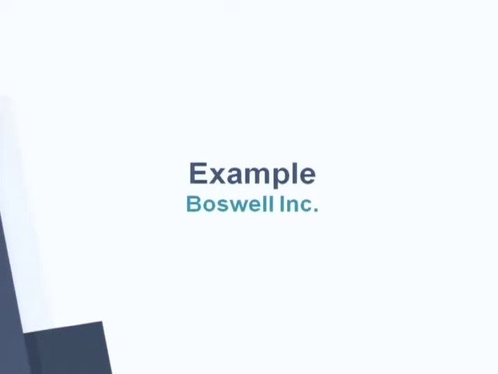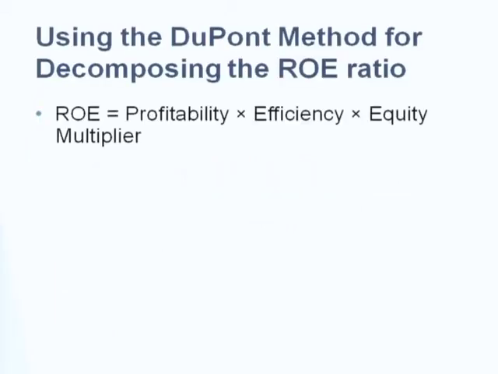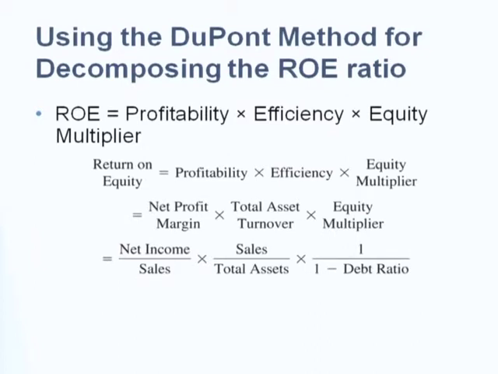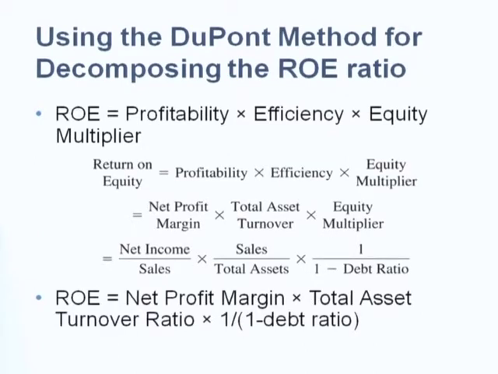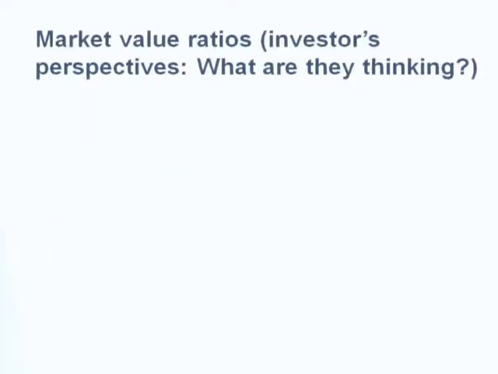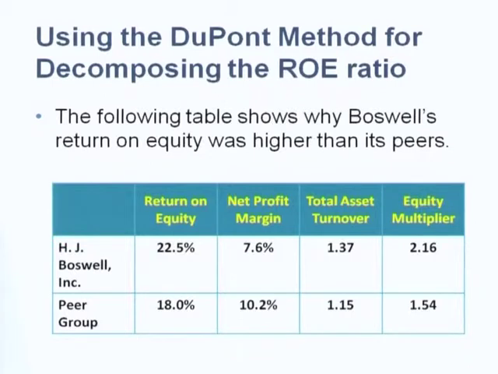So we will use the example of Boswell to analyze DuPont. As we know, ROE equals the three components together. Then you can check Boswell against the industry average. You see ROE of Boswell is 22.5%. The industry average is 18%. We will try to find out why. Even though Boswell's net profit margin is lower than the industry average, with higher total asset turnover and higher use of leverage, it makes Boswell's ROE higher than the industry average.